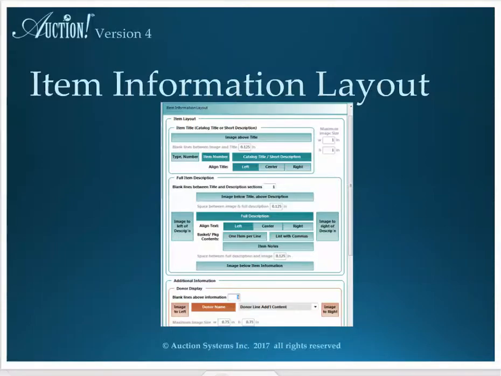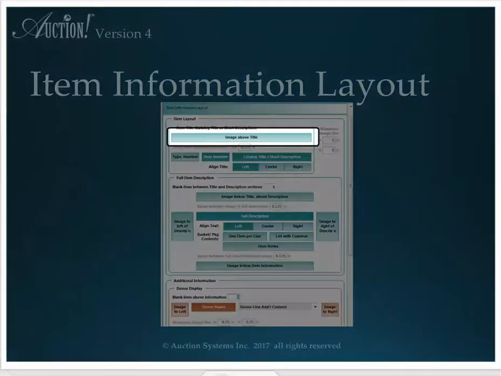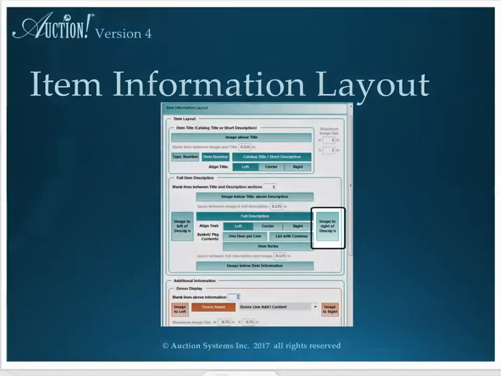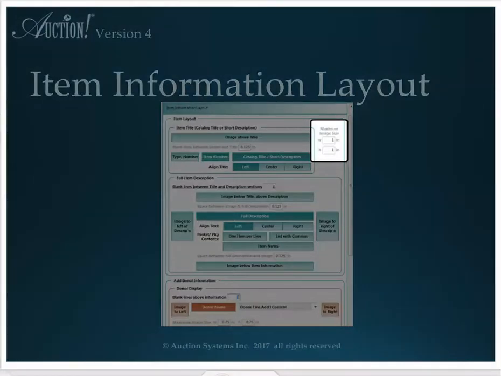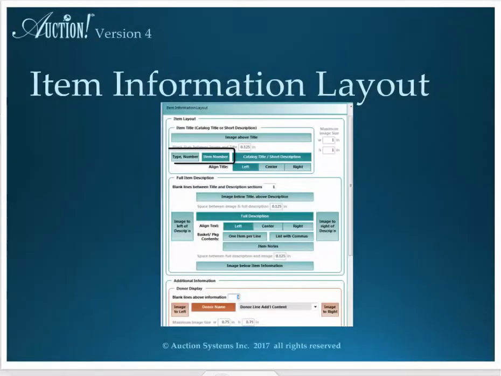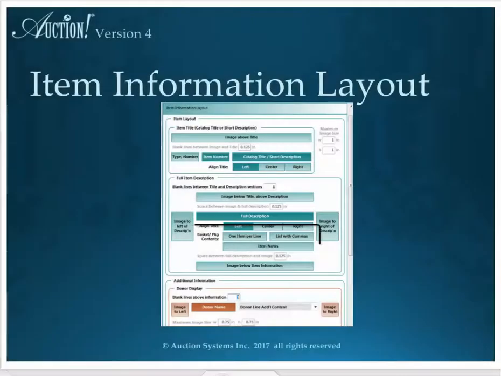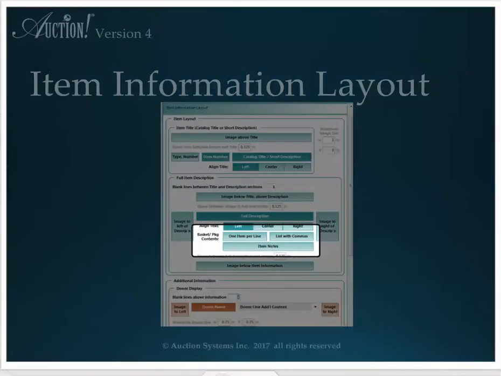The next panel is for Item Information Layout. You can include the item image above the item title, below the item number and short description, to the left or right of the full description, or below the full item description. The size of the item image is controlled by the image size here. You can include the item type and number, such as Silent 101 or just the item number 101. You can also include the full item description, and if the item is a basket, you can include the contents of the basket. You can also include item notes.